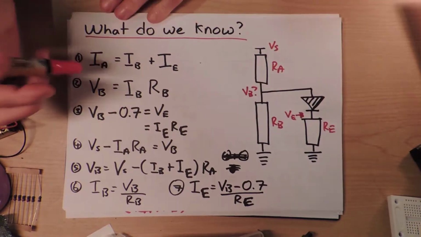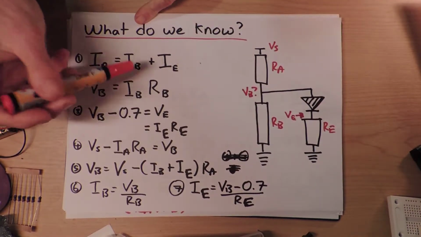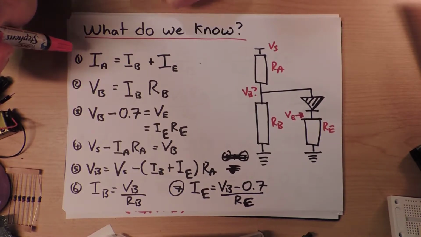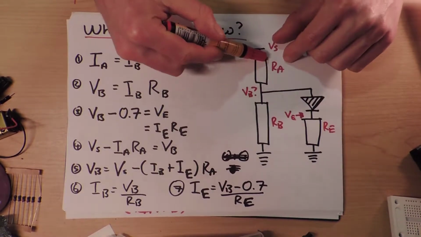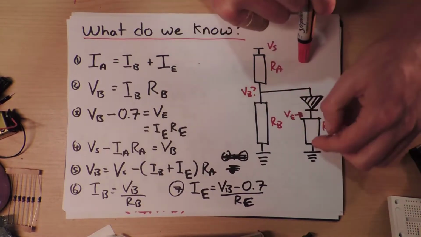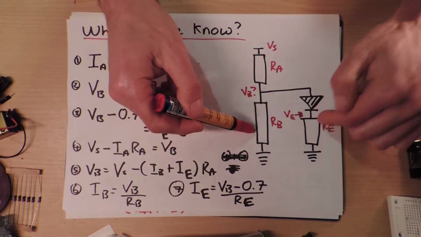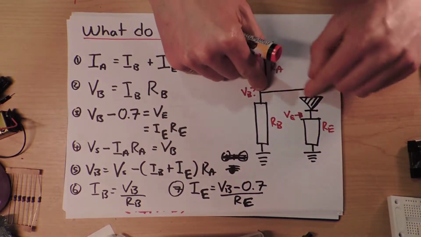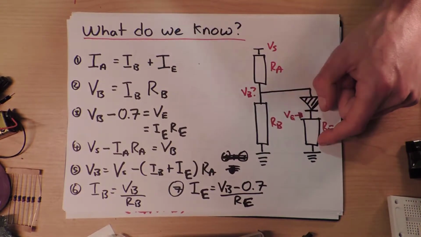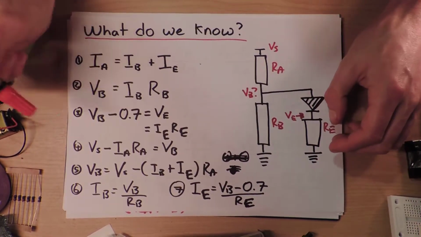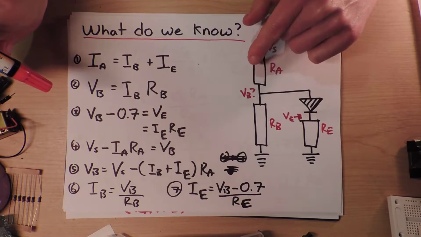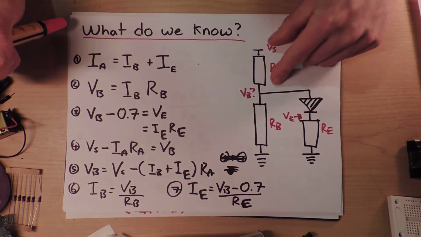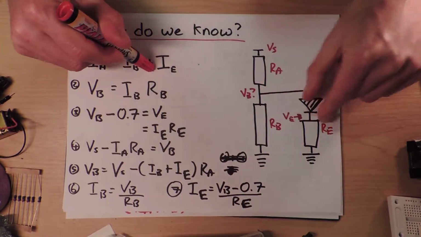But the first thing, whenever I want to solve this, I want to write down what I know. I know the current that goes through here and the current that goes through here, and if you add those currents together, I get the current that goes through here, because the current going through here splits off into two. That's Kirchhoff's current law. So that's what I've written down here: IA, which is the current across resistor A, equals IB plus IE.